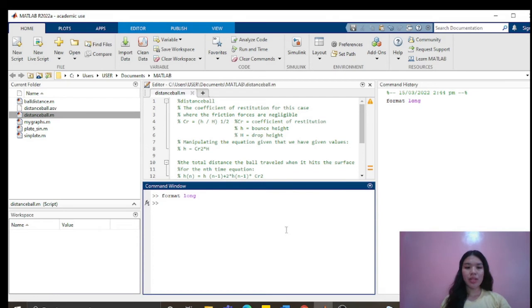In the command window, type the command format long so that the fixed decimal format will become 15 digits after the decimal point. Then enter the number of bounces, which is n. For instance, I put 10 bounces. Then call on the script file name, distance, call.